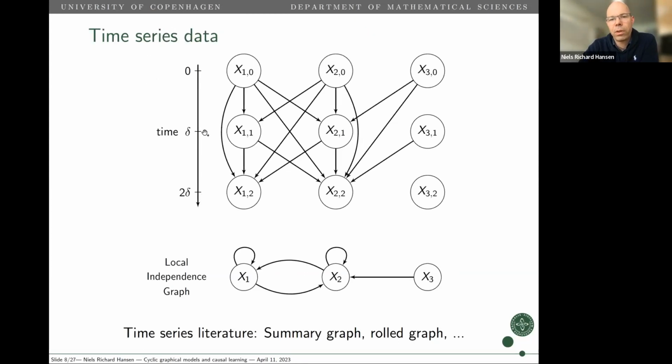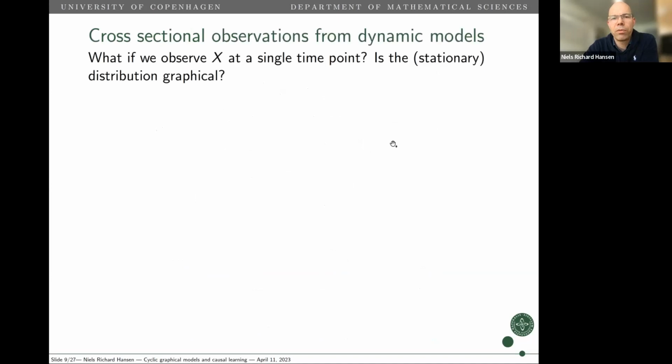If we now observe only variables at a given time point, so we do a cross-sectional observation in a time series or in the stochastic processes I was talking about before, can we then say anything about the distribution? Does it have any graphical properties? So if we do this cross-sectional observation at a single time point, is this stationary distribution graphical?